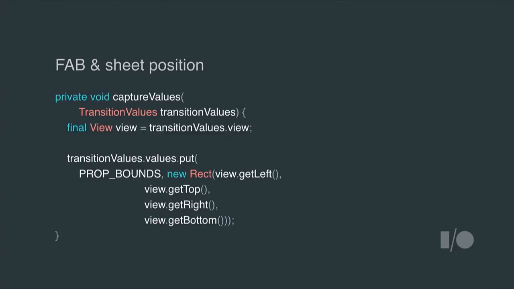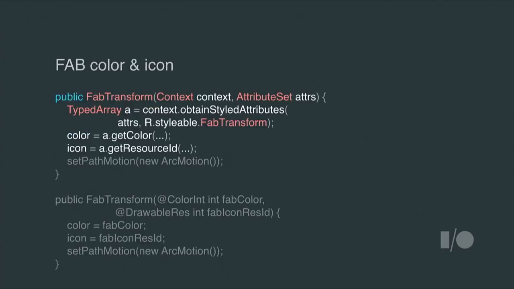So the position is pretty easy. As George said, the position is one of the few things that actually does get passed through. So we can just, in the capture start and capture end bounds, we do the same thing. We just call capture values, and we put those bounds into the transition values map, and we'll get access to those a bit later on. So we have the bounds of the fab and the dialog.